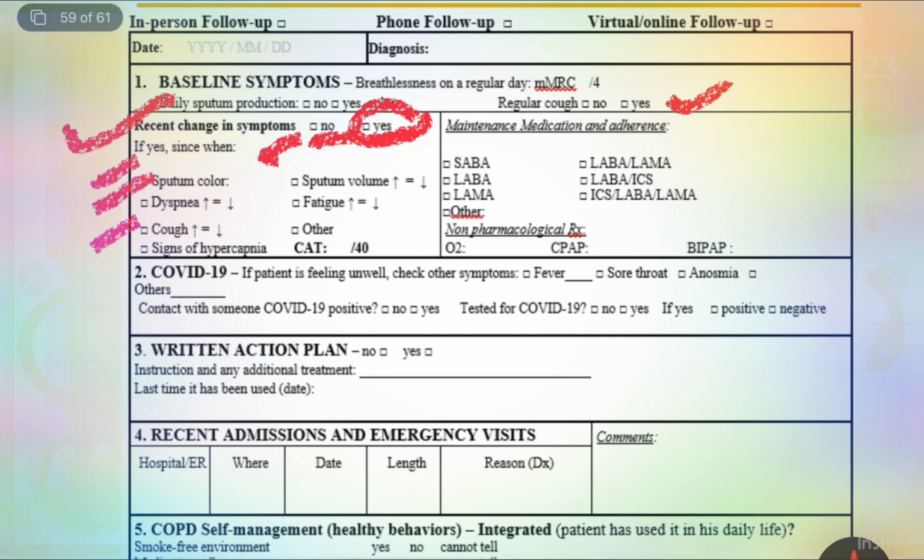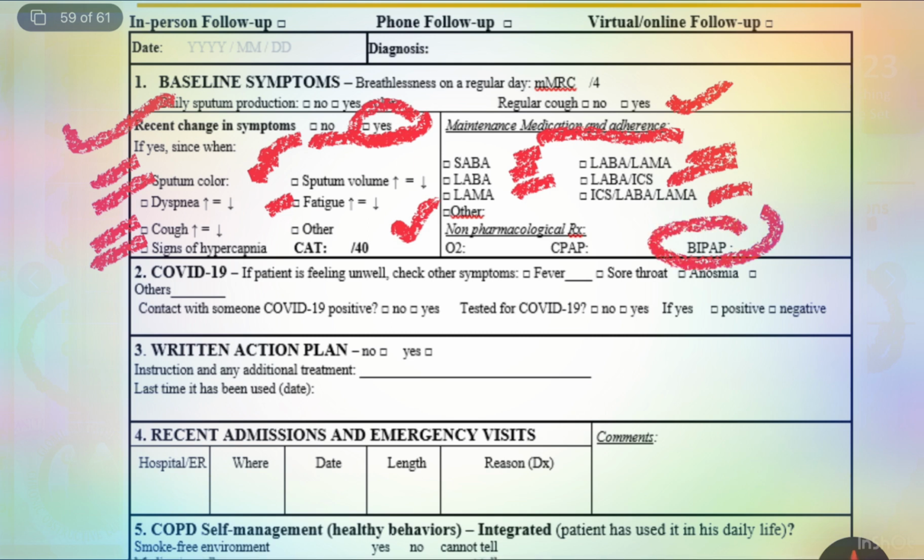We should check the sputum color, dyspnea increase or decrease, cough increase or decrease, signs of hypercapnia, sputum volume increase or decrease, fatigue increase or decrease. According to that we should check the CAT score, COPD Assessment Test score. After that they are talking about the maintenance medication and adherence, like LABA plus LAMA, LABA plus ICS or triple combination. Others, we should check non-pharmacological treatment like oxygen, CPAP, BiPAP.